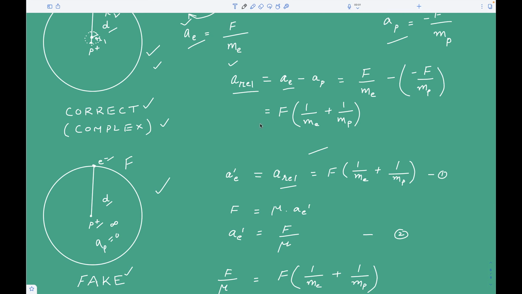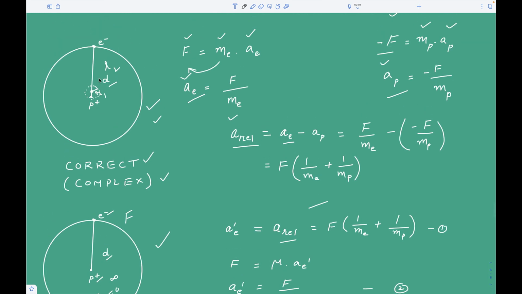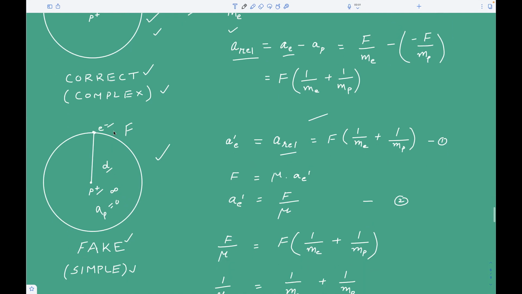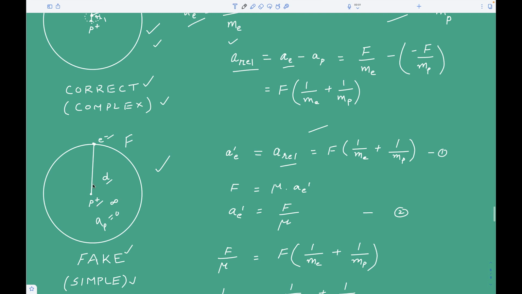The only solution here is we must put additional burden on this electron. We must ask the electron to contribute the amount of acceleration that was contributed by the proton in the real model, in addition to its own contribution to the relative acceleration. So we must ask the electron to take the burden of this proton also.